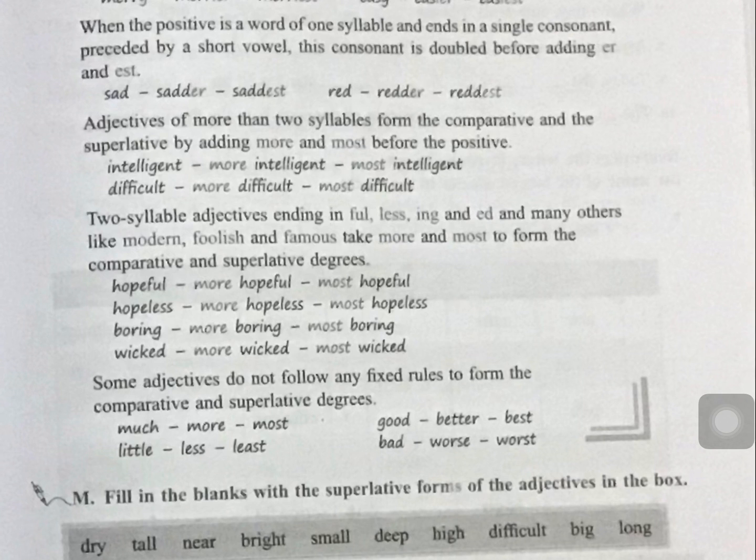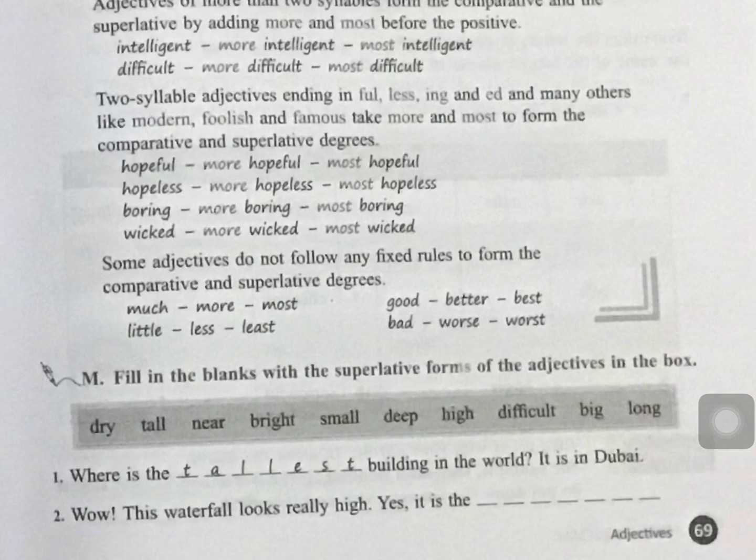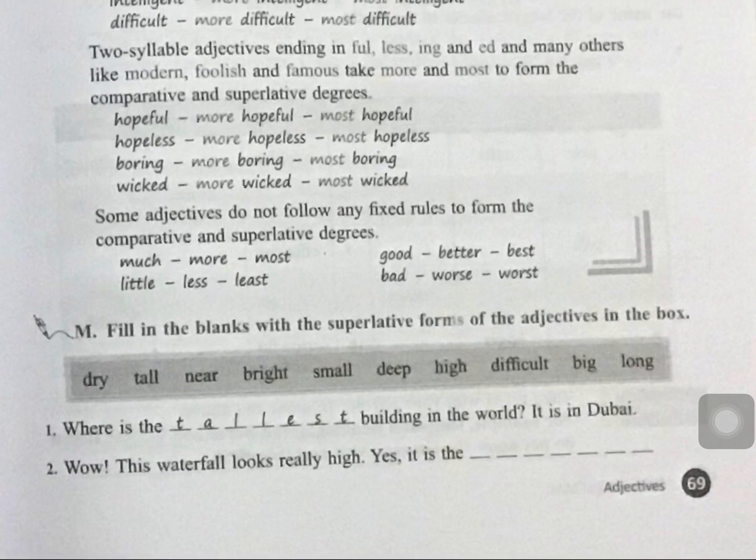Some adjectives do not follow any fixed rules to form the comparative and superlative degrees. See here, much, more, most, irregular. So here they do not follow any fixed rules. Little, less, least. Good, better, best. Bad, worse, worst.